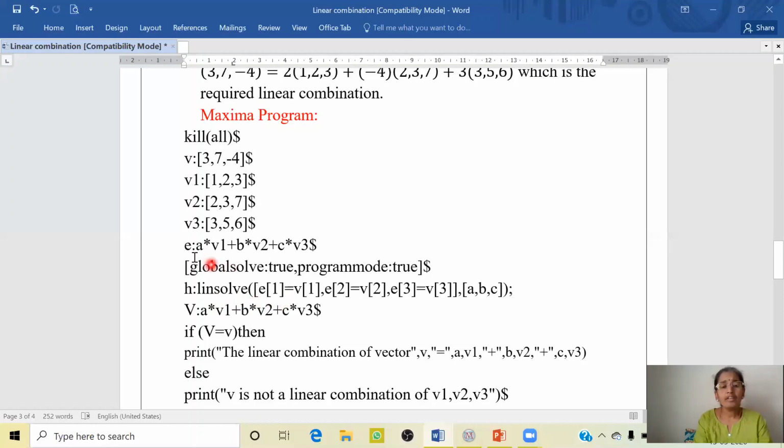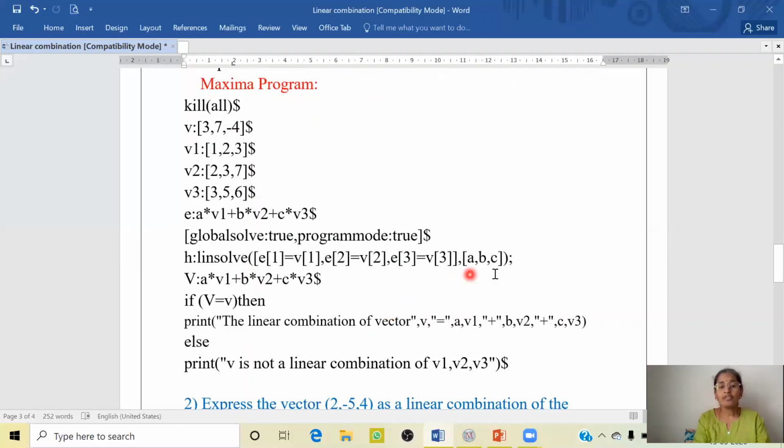Equation 1, so it is E of 1, that is E of 1 is equal to the first coordinate of the right hand side, that is V of 1 here, and E of 2, that is the second coordinate here, will be equated to the second coordinate in V, that is 7. E of 3, that is the third coordinate in this expression, will be equated to -4, that is the third coordinate of V. And we are going to solve those three equations for the variables A, B, and C. So when we give the linsolve command, it is going to solve for A, B, C.